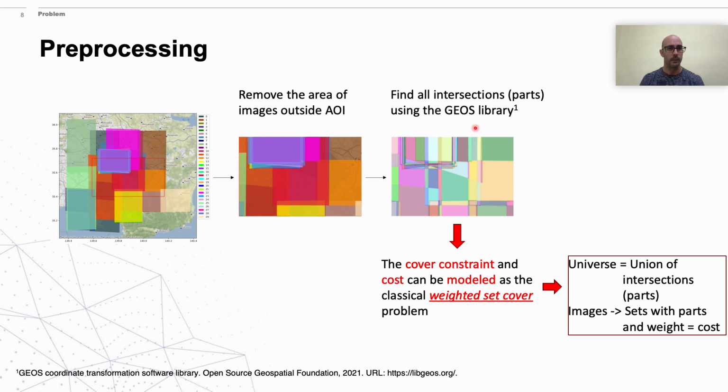First, with the GEOS library, we find all the polygons that are formed by the intersection of the edges of the images. These polygons or parts do not overlap, and their union is equal to the whole area of interest, the universe. With this, for each polygon or part, we also know which images can contain that part. With this, we can model the cover constraint and the cost constraint as the weighted set cover problem, where the universe is the union of all these polygons or parts, the images are the sets, and the weight of the image is the cost of the image.